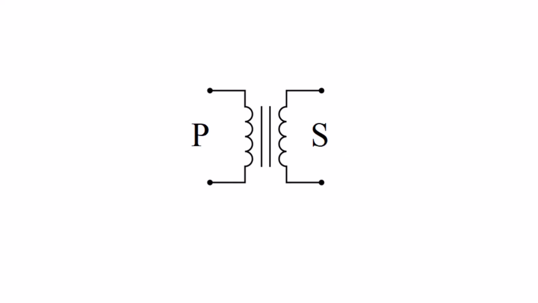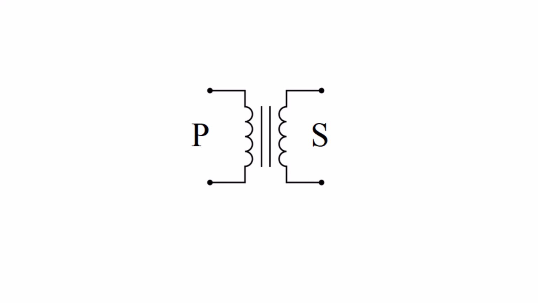So for a transformer, one coil of wire is called the primary, the other coil of wire is the secondary. You can think of them as the input and the output. Transformers alter voltage and current. Now the power has to stay the same. You can't create power out of nothing. But if I increase the voltage on the primary, then I have to decrease the voltage on the secondary. If current goes up on the primary, current has to go down on the secondary.